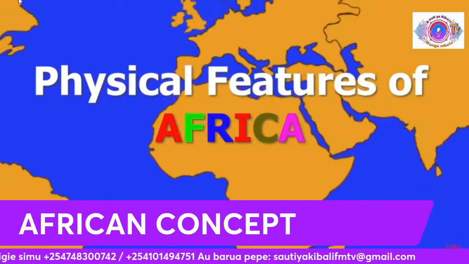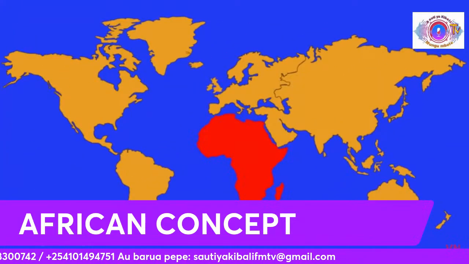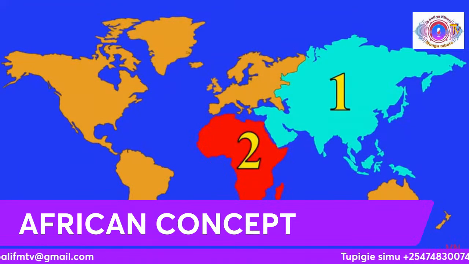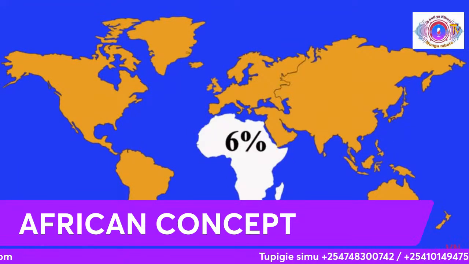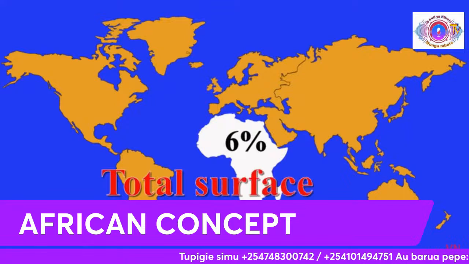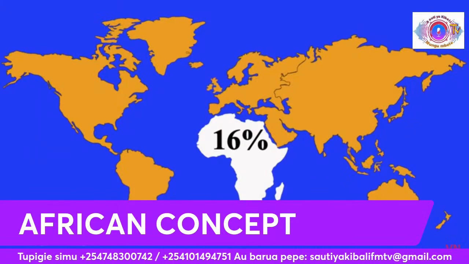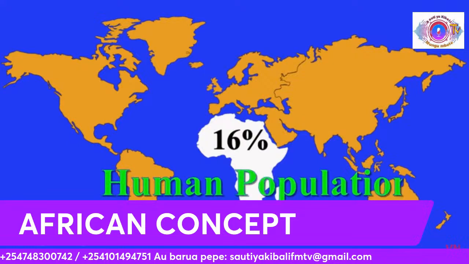the physical features of Africa. Well, Africa is the second largest and the second most populous continent in the world. It covers 6% of Earth's total surface area and it accounts for about 16% of the world's human population.